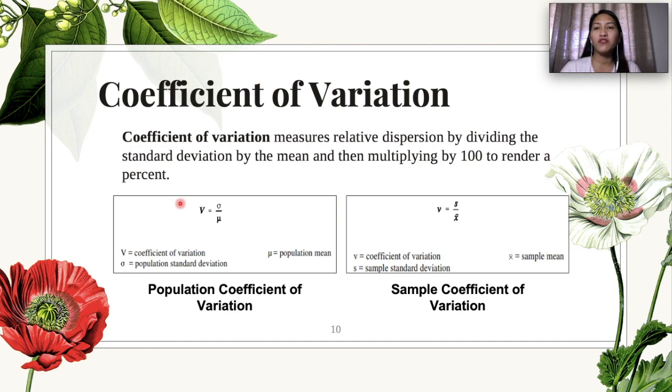Yung next naman, coefficient of variation. It measures relative dispersion by dividing the standard deviation by the mean and then multiplying by 100 to render a percentage. So, sa coefficient of variation, kinukuha mo naman ito sa standard deviation divided by the mean. Kung ito ay population coefficient of variation, kukunin mo to from population standard deviation divided by population mean. Kung ito naman ay sample coefficient of variation, kukunin mo ito sa sample standard deviation divided by sample mean or x bar.